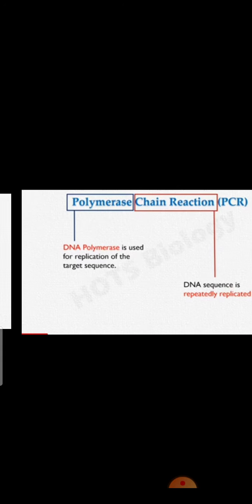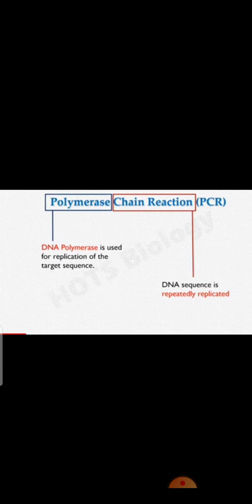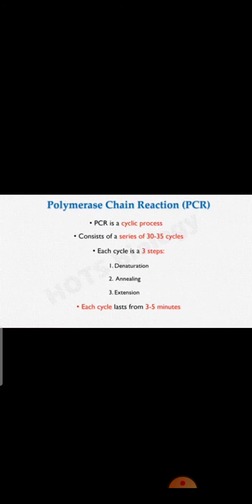It was invented by Kary B. Mullis in 1985. He received the Nobel Prize in Chemistry for PCR in 1993. Polymerase: DNA polymerase is used for replication of the target sequence. Chain reaction: the DNA sequence is repeatedly replicated.